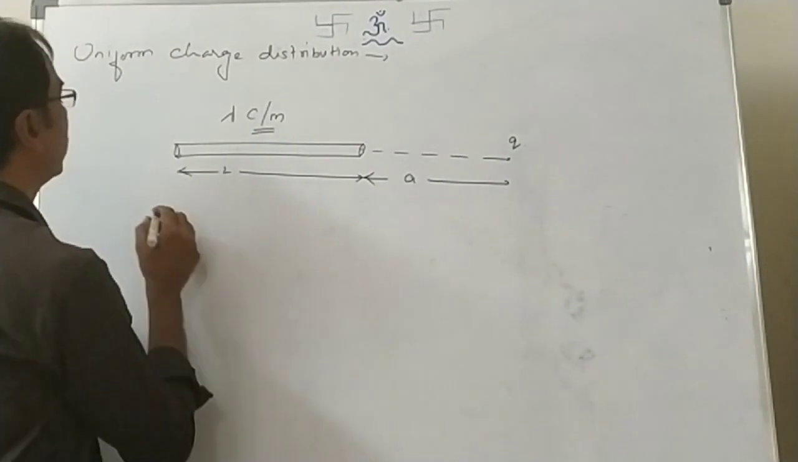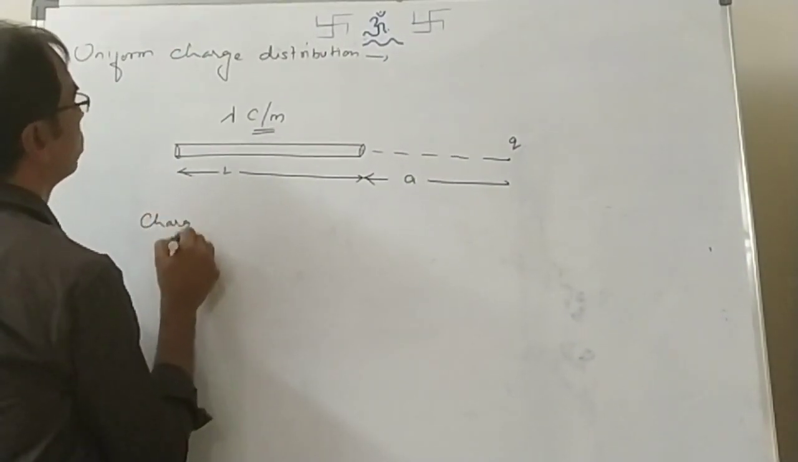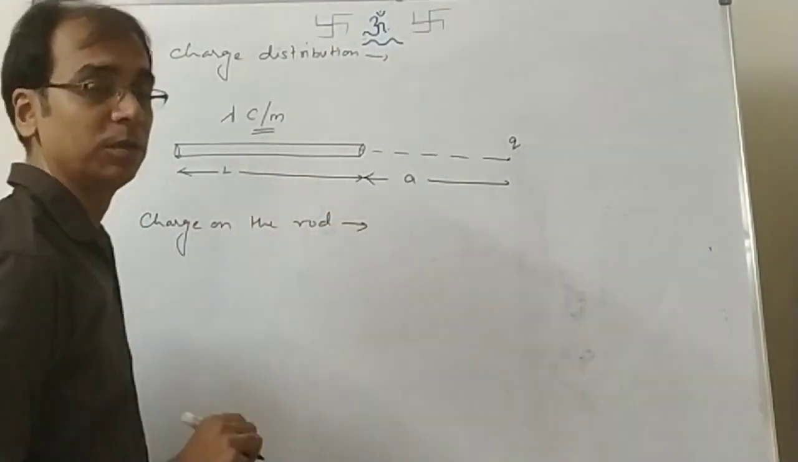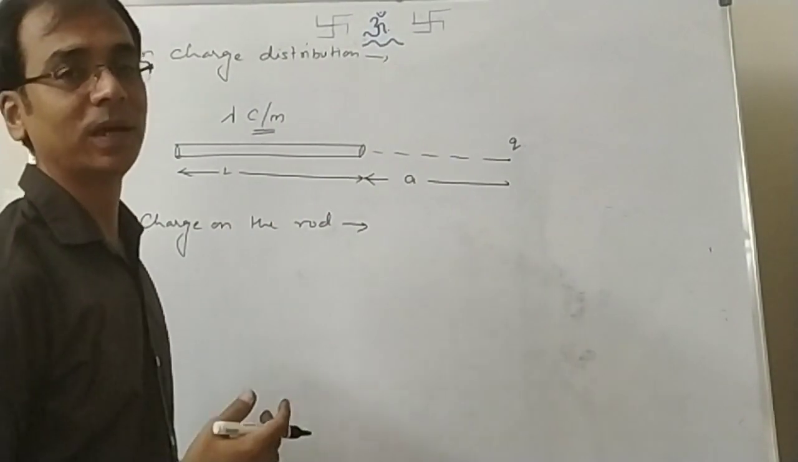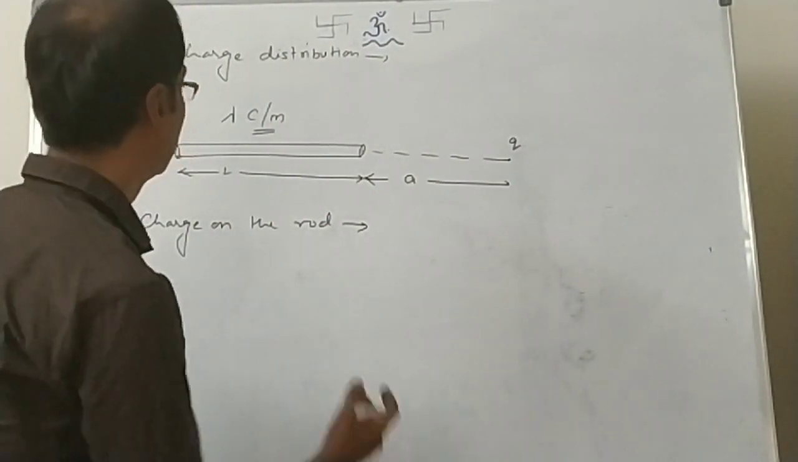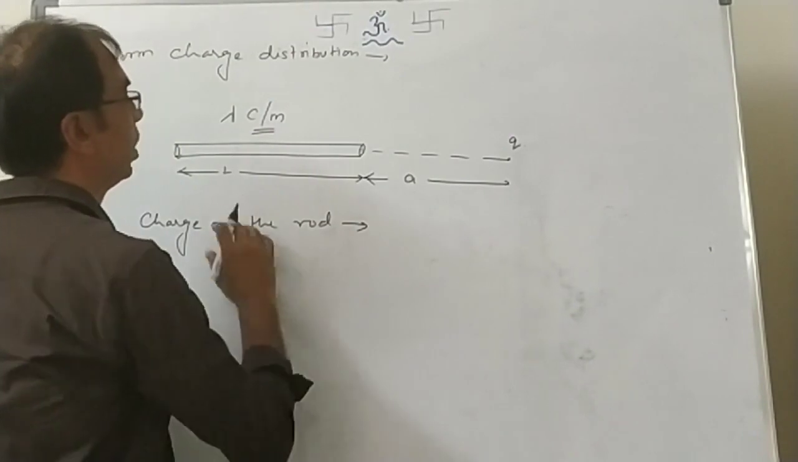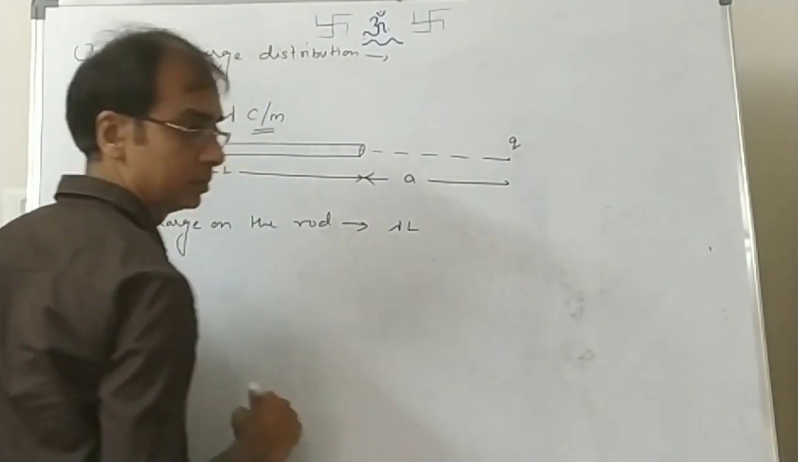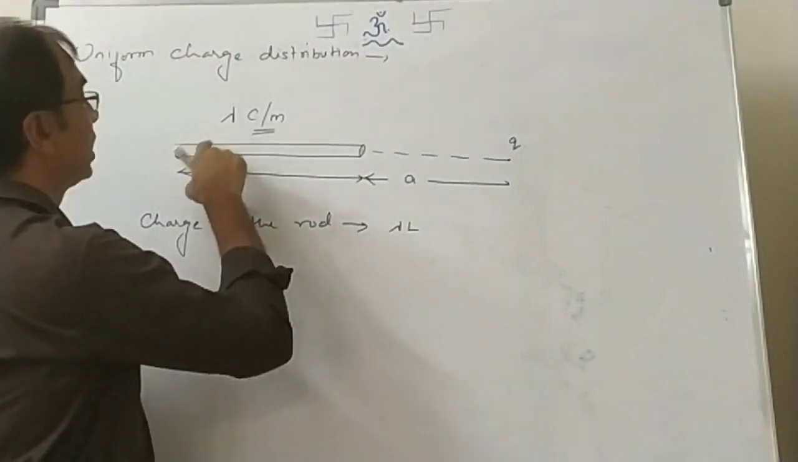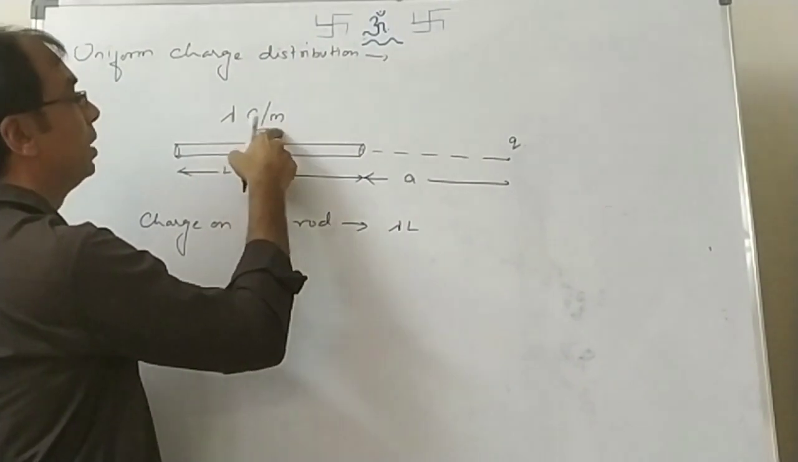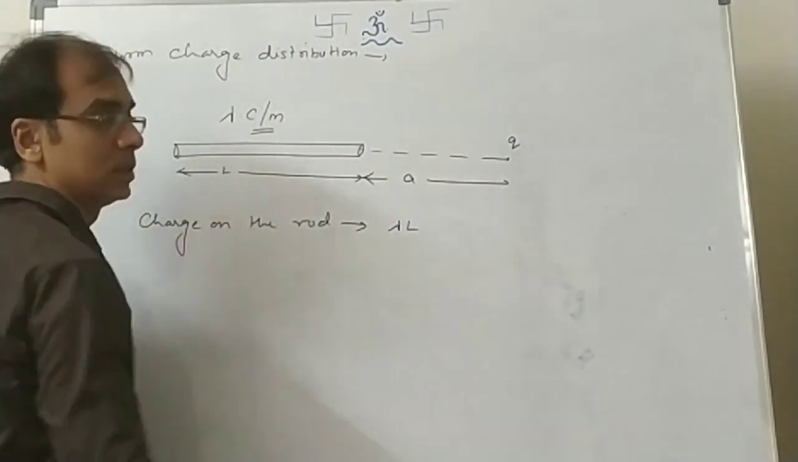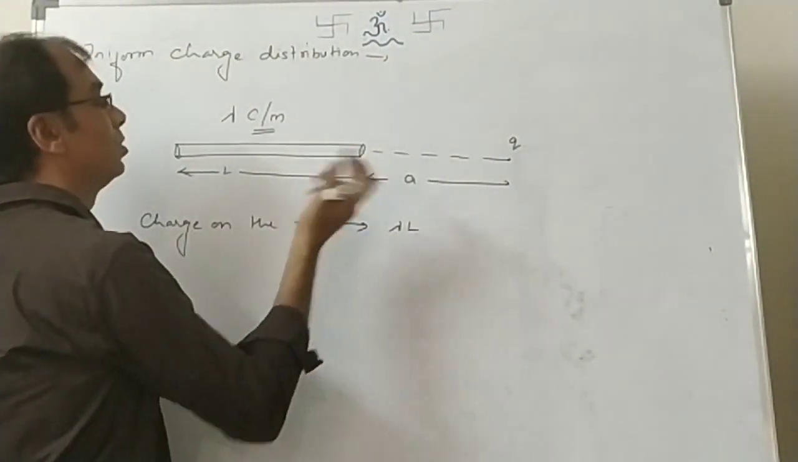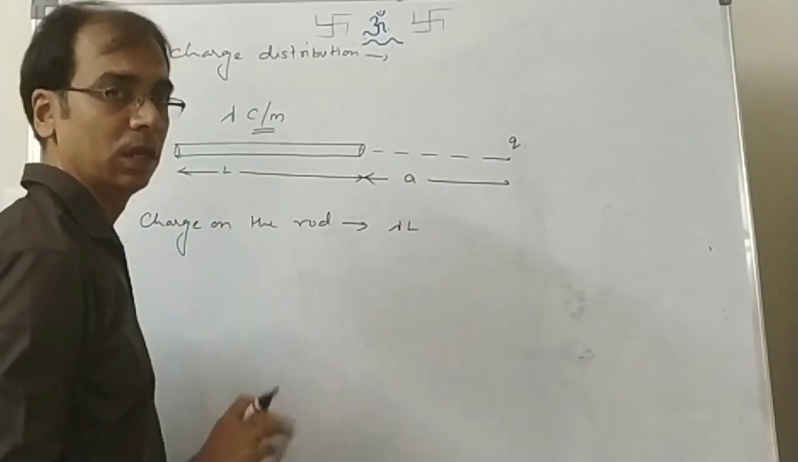But the first thing is, what is the total charge on the rod? How to find it? You must have done a similar thing when you calculated center of mass and moment of inertia. Same way. This is lambda coulomb per meter. So what will be the charge on this one? The charge on this is lambda L. Because this is lambda coulomb per meter, and this is how many meters? L meters. So on L meters, how much will be the charge? Lambda L. Are you able to understand?